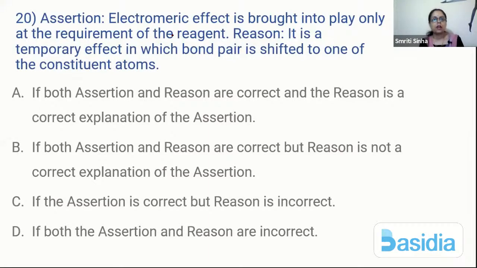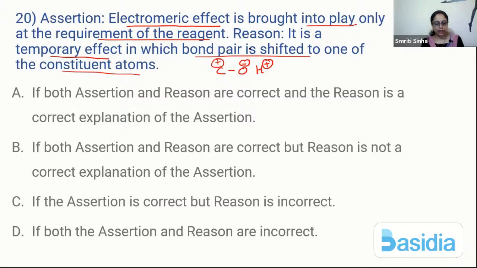Next, assertion: electromeric effect is brought into play only at the requirement of the reagent. Okay, so what they are saying is that electromeric effect is only seen when the reagent is present, which is a correct statement. Reason: it is a temporary effect. Yes, it is temporary, in which the bond pair is shifted to one of the constituent atoms. Correct? It is a temporary effect and the bond pair of electrons shifts to one of the atoms due to this reagent, and therefore you can say that this reason is also correct, and the reason is actually a correct explanation for your assertion, and therefore this is option A.